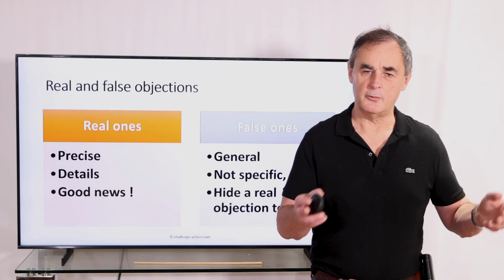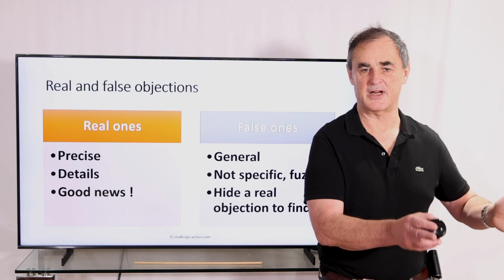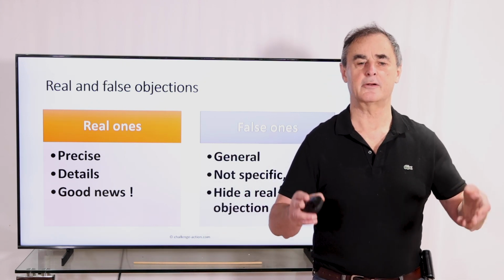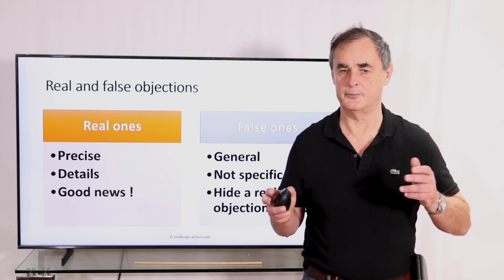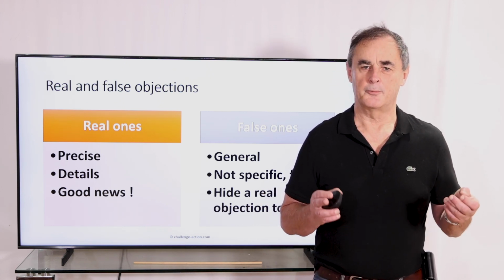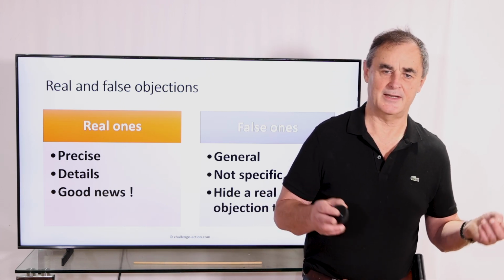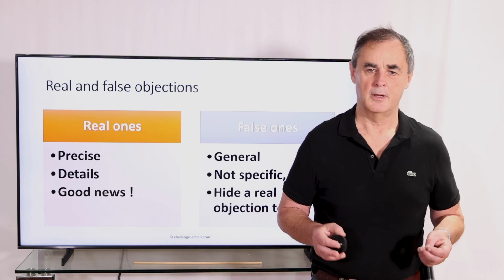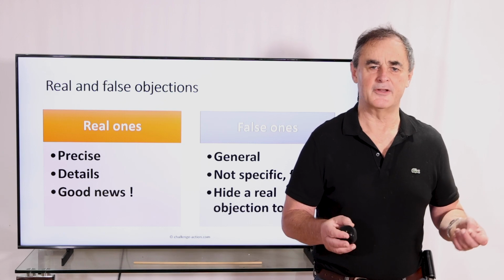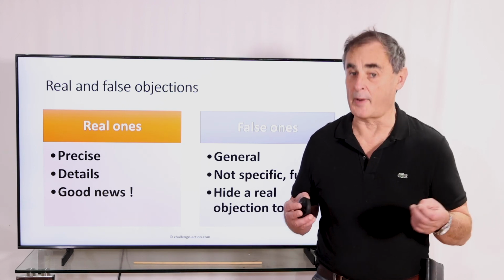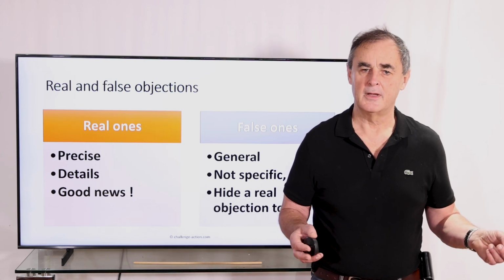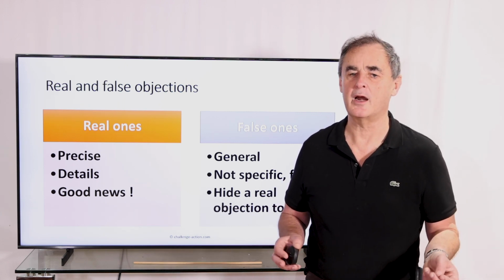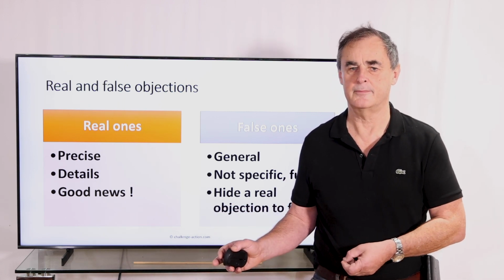Now, we have seen the difference between an objection and a claim. We are going to see that there are real and false objections. The problem with false objections is that if you want to answer the objection, you may give the good answer, but for an objection that's not the real one, so it won't help. So you have to try to distinguish between real and false objections.